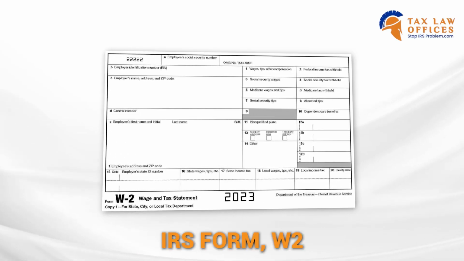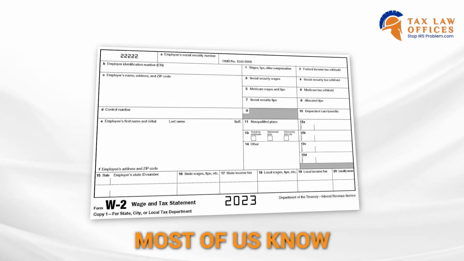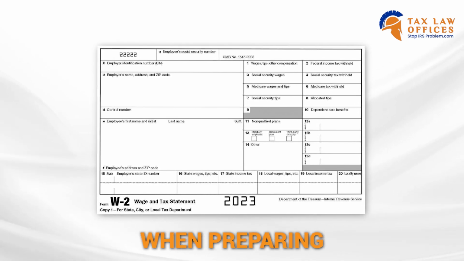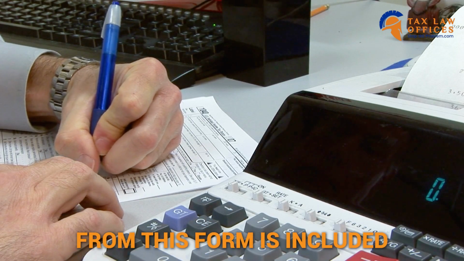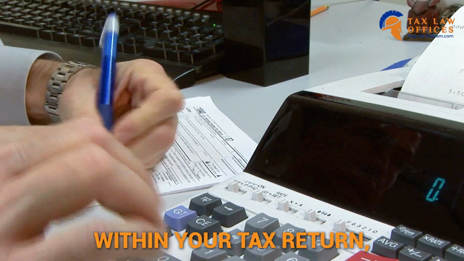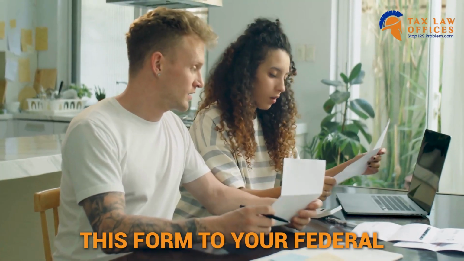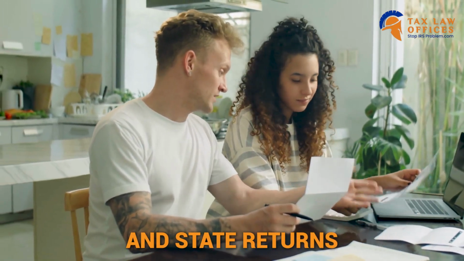Take a look at this IRS Form W-2. Most of us know that this form is important when preparing and filing your tax return. Every year, the information from this form is included within your tax return. But also, we attach this form to your federal and state returns.